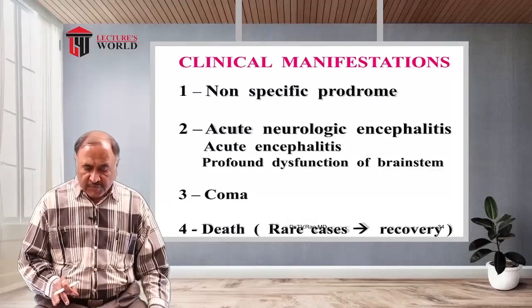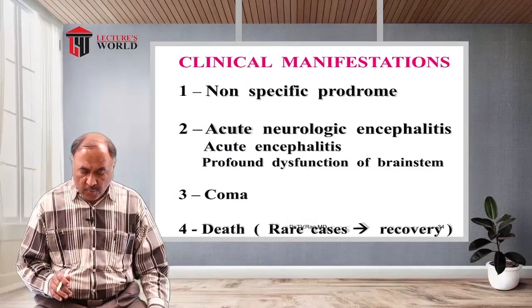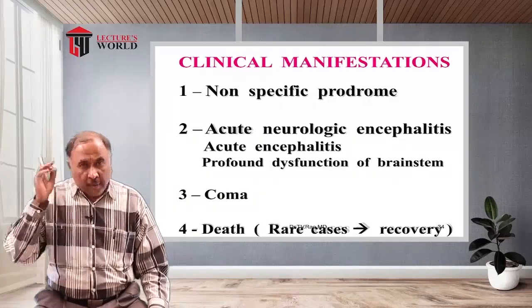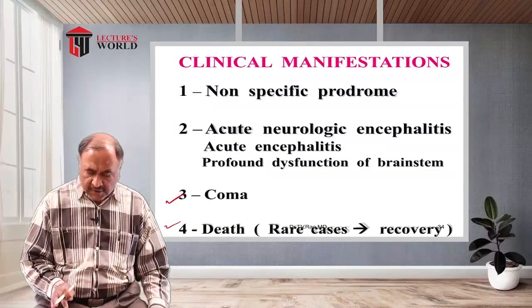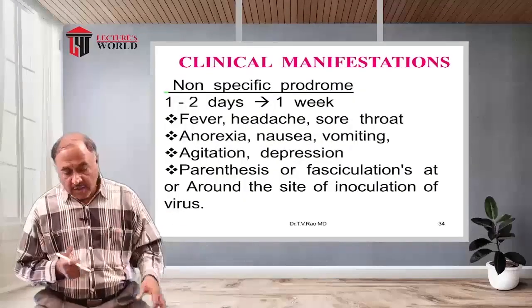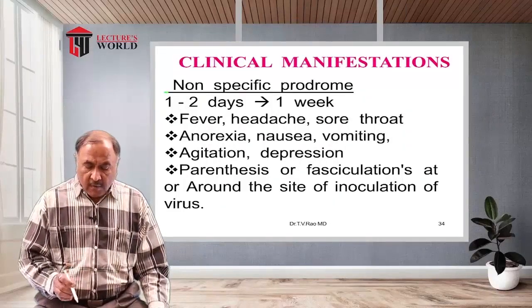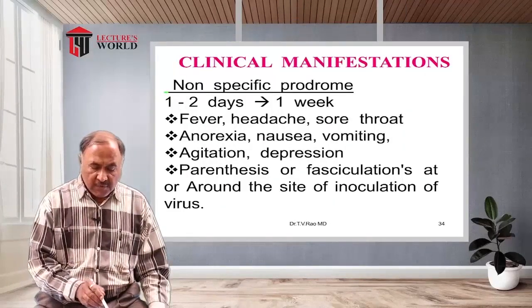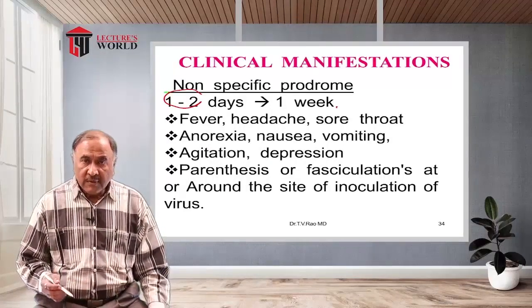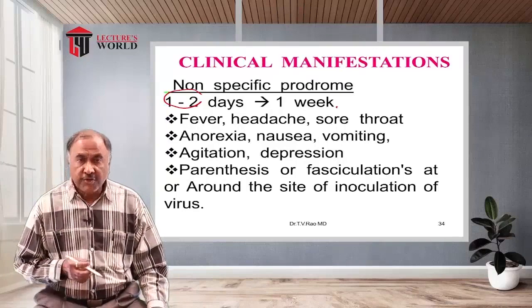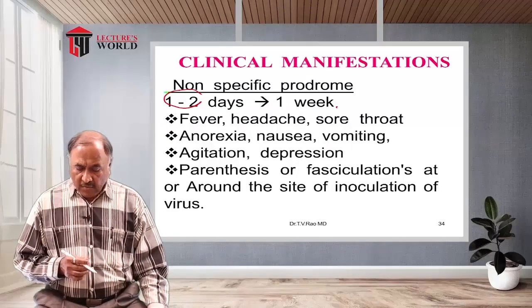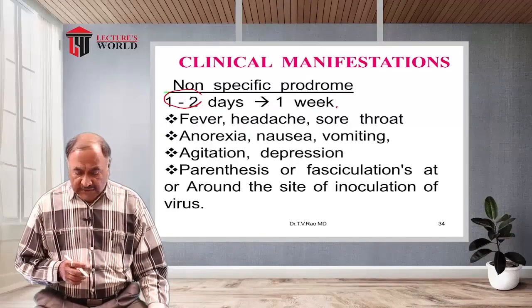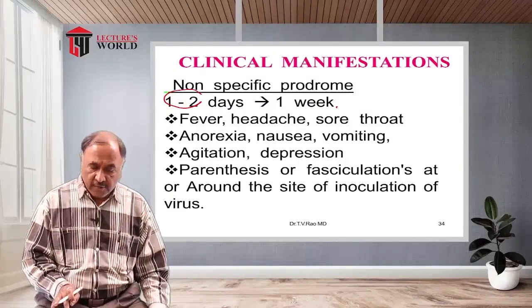The clinical manifestations: the first one is non-specific prodrome, then second followed by acute neurological encephalitis, that is profound dysfunctions of the brainstem. Third stage will be coma, and the fourth one will be death. In rare cases, the person may recover from it. Now, non-specific prodrome may last from 1 to 2 days to 1 week. This includes fever, headache, sore throat, anorexia, nausea, vomiting, agitation, depression, and paresthesia or fasciculations at and around the site of inoculation of the virus, that is at the site of biting.